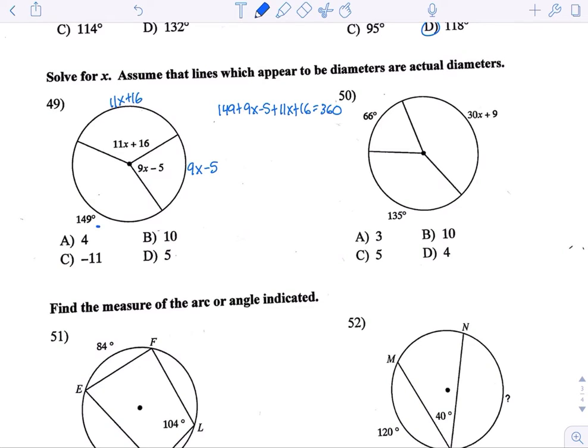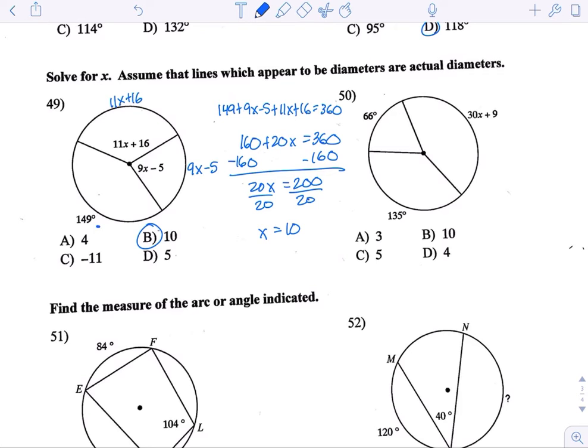And then let's simplify. 149 minus 5 plus 16 is going to give us 160. And then combine like terms, so the 9x and the 11x, combine those, so we're going to get plus 20x is equal to 360. Isolate x, so let's subtract 160 from both sides first. Divide both sides by 20. x is going to equal to, my bad, 10. That's B.